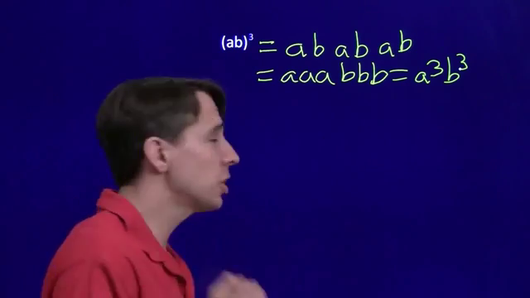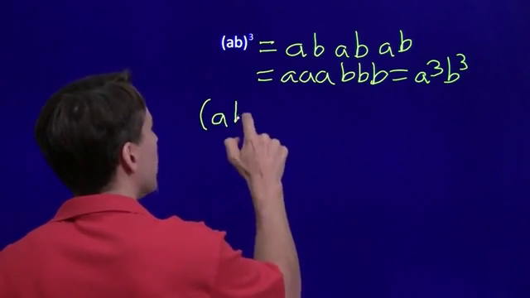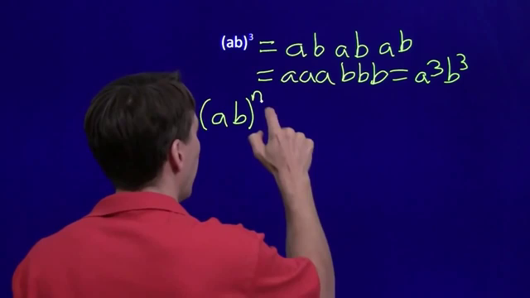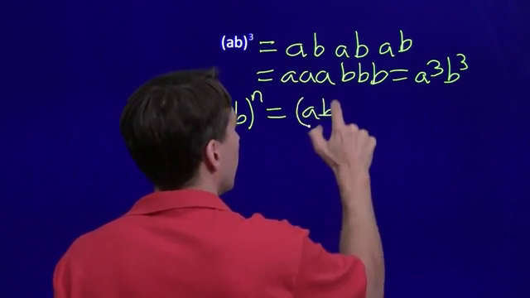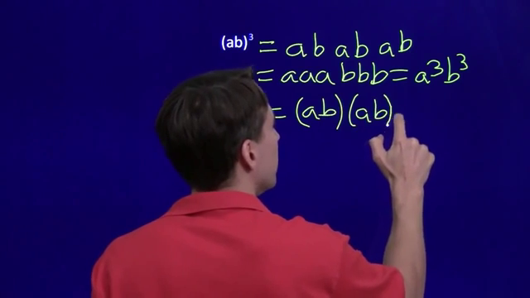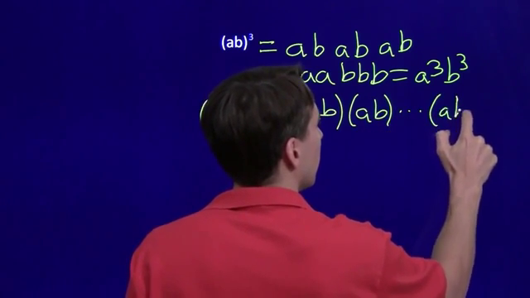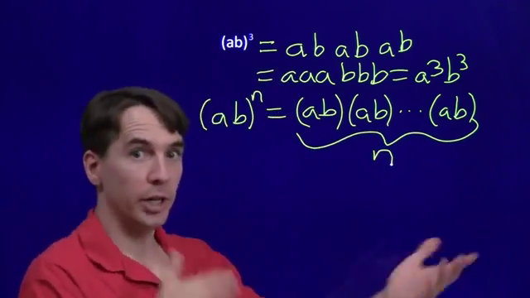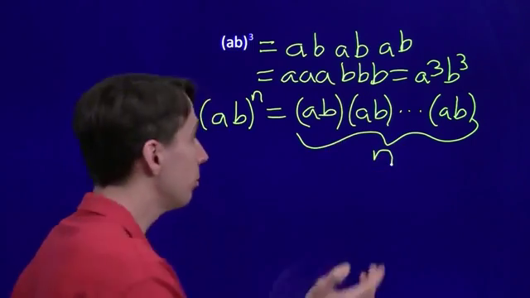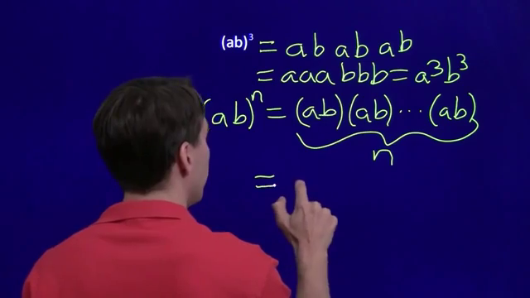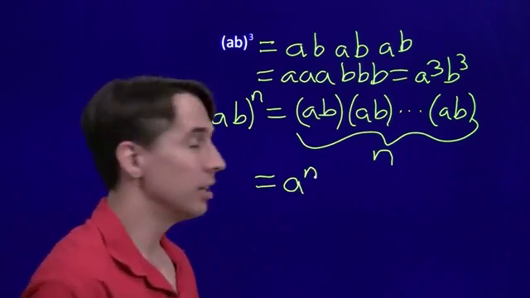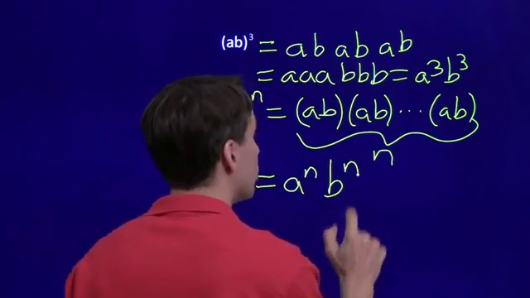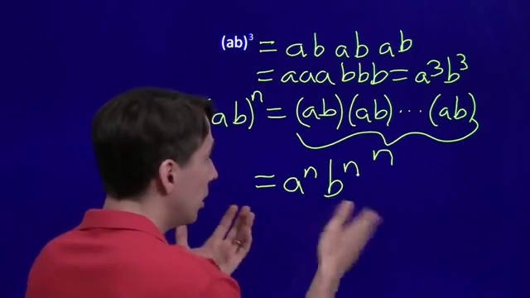Works for squares, works for cubes, should work for any positive integer power. If we take the product ab, raise it to some positive integer power n, that's n copies of ab. We multiply these together. We have n of these. We're multiplying them all together. Of course, you know the drill here. We regroup everything. We put all the a's together. There are n a's here, so when we group all of them up, we get a to the n. When we group all the b's together, well, there are n of them, we get b to the n. And sure enough, the nth power of a product is a product of nth powers.